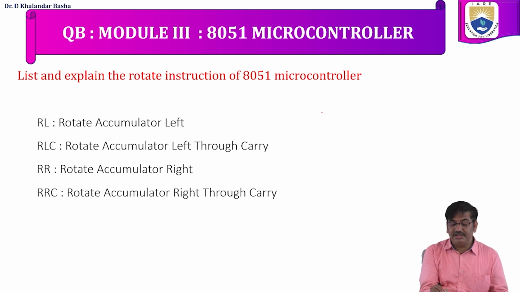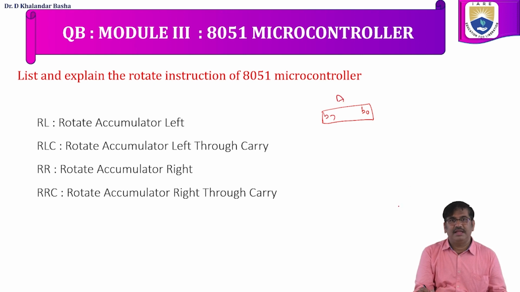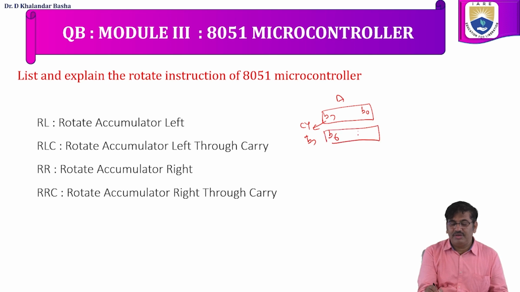So if you have RL instruction, we are rotating the contents towards the left side. Assume the bit positions of the accumulator are B0 to B7. When you execute the RL instruction, the content will be shifted towards left side. In this case, as we are considering without carry, B7 will be placed into the LSB position, B6 will sit in the MSB position, B0 will be occupied in the B1 position, whereas the MSB will be shifted into B0. So that is RL instruction.